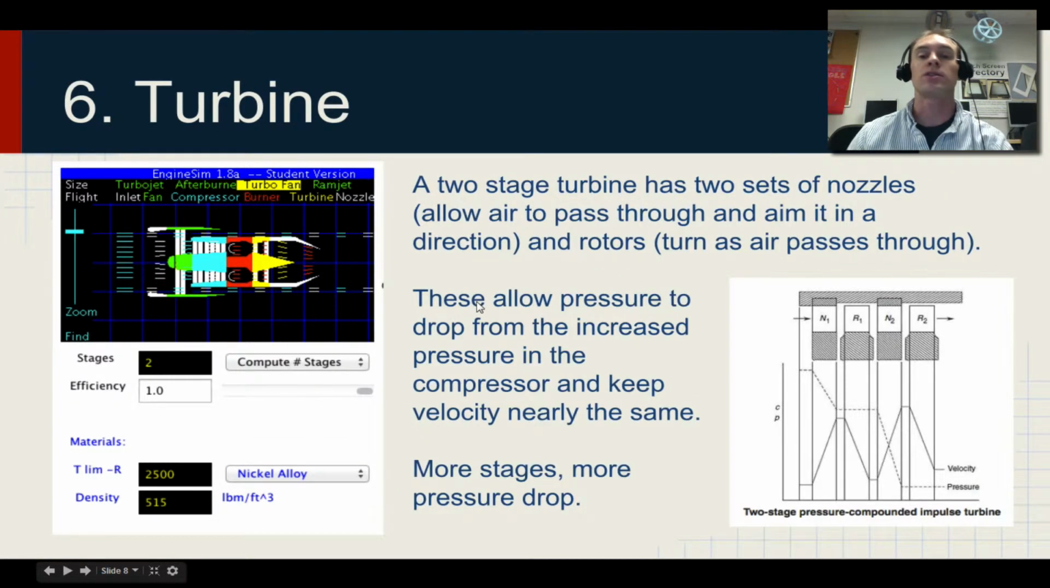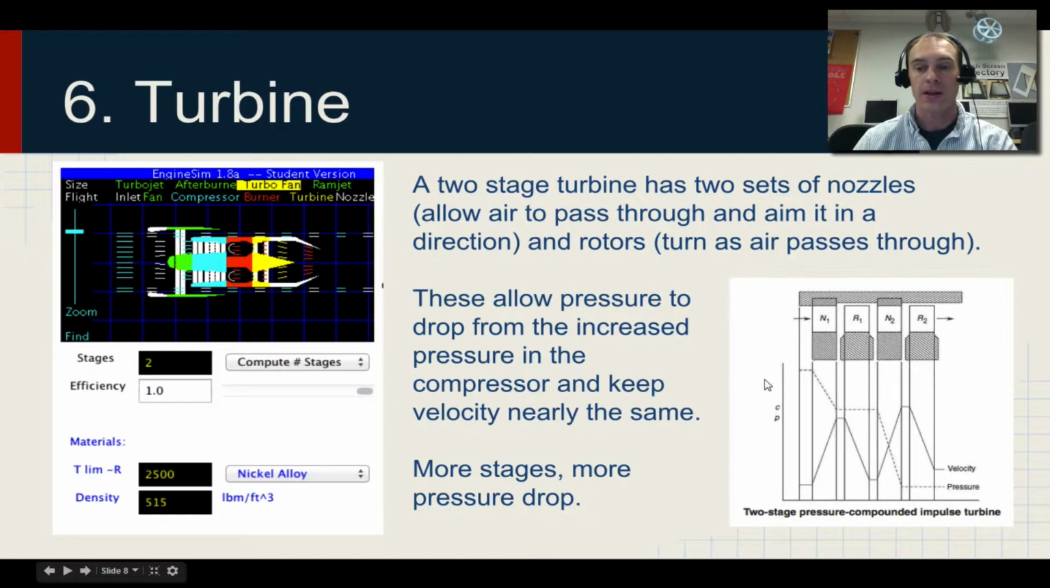Then the turbine, a 2-stage turbine, has 2 sets of nozzles. They allow air to pass through and aim it in a direction. And rotors, which turn as the air passes through. These allow pressure to drop from the increased pressure in the compressor, but keep the velocity nearly the same. And if you have more stages, you're going to get more pressure drop in this turbine right in here, this yellow component here.